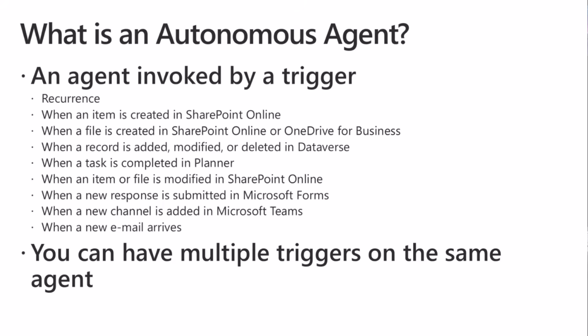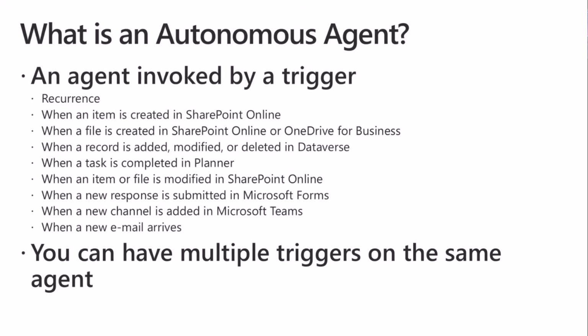Well, an autonomous agent is an agent that can be invoked by a trigger, and the trigger can be just a recurrent trigger, so you can set a schedule, or it can be a trigger based, for example, on an item or a file created in SharePoint Online or OneDrive for Business, or many more options, like a task completed in Planner, or a new response submitted in Microsoft Forms, and so on and so forth. So plenty of options to trigger an agent and let the intelligence behind the scenes of an agent process the content of the event that triggered the agent itself.